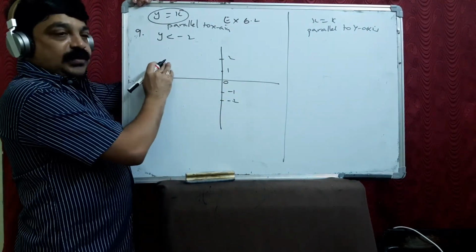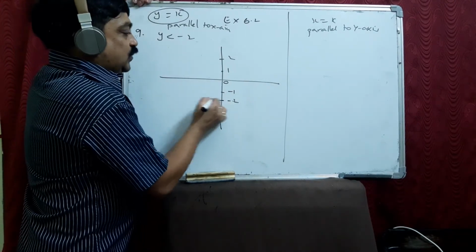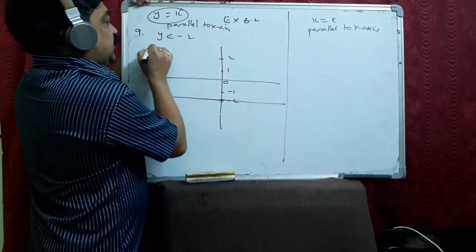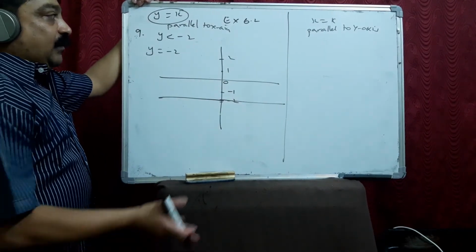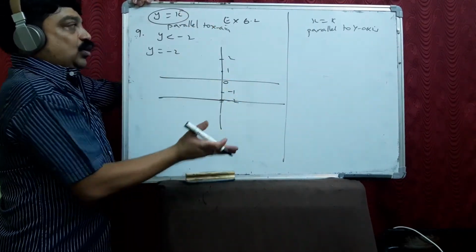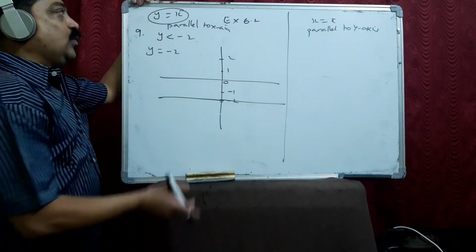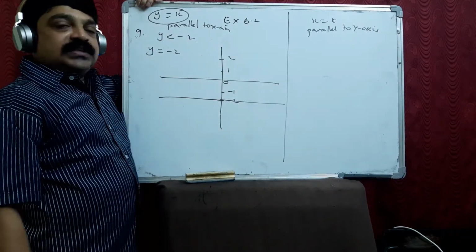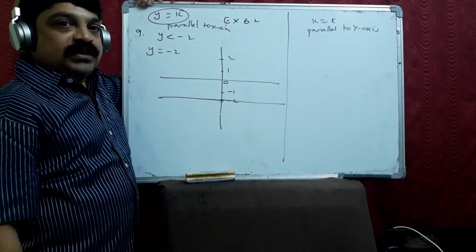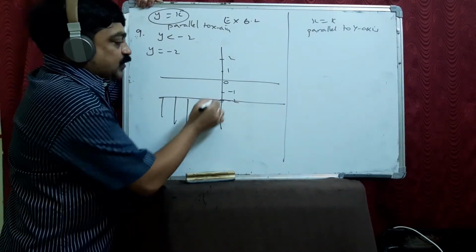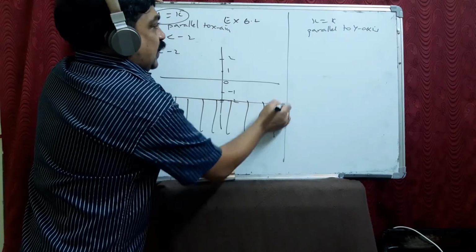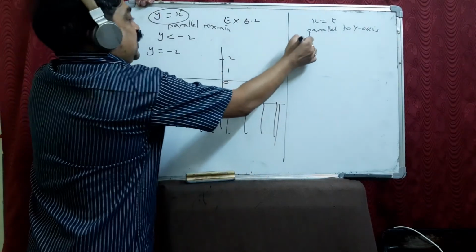You are not supposed to take a box here. So y and minus 2, we write like that: y equal to minus 2. First we draw y equal to minus 2. Now which part is to be shaded, either the upper part or the lower part? Substitute 0. 0 less than minus 2. Is it right? No, it is not right. It is false because 0 is greater than minus 2. So we shade away from 0. This part.